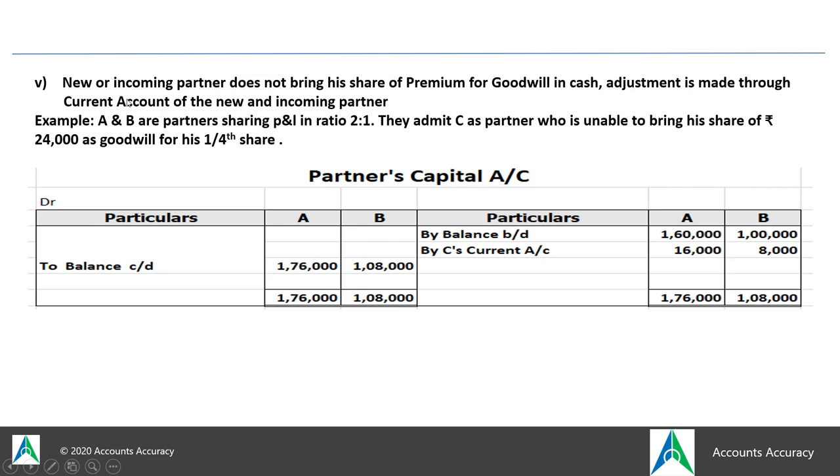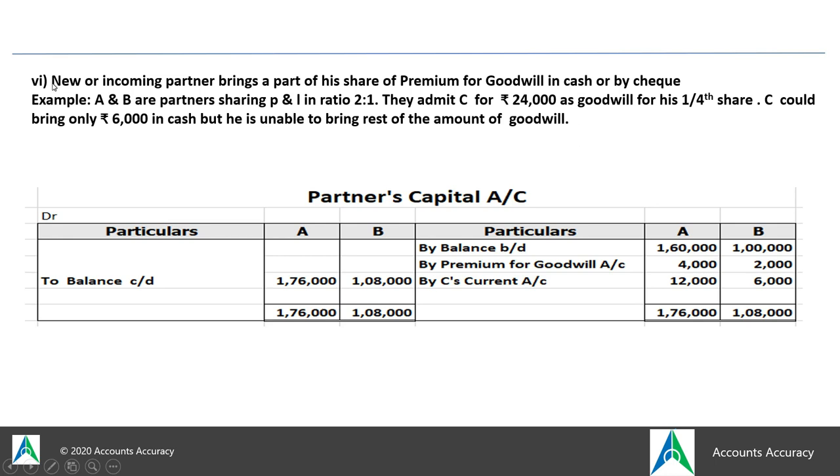The next case is when the new or incoming partner does not bring his premium for goodwill in cash. In place of premium for goodwill, we need to write C's current account, because it will be raised from C's current account. The same values, 16,000 and 8,000, will be reflected, because I have not changed the question, only this thing has been added: that C is unable to bring his share of goodwill. Simply, the question is the same, so the amount will definitely remain the same. The only thing you have to notice is that in place of premium for goodwill, you need to write C's current account.